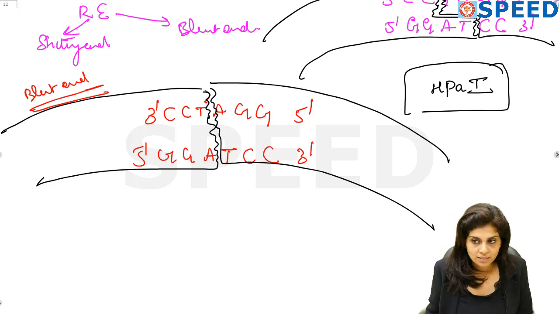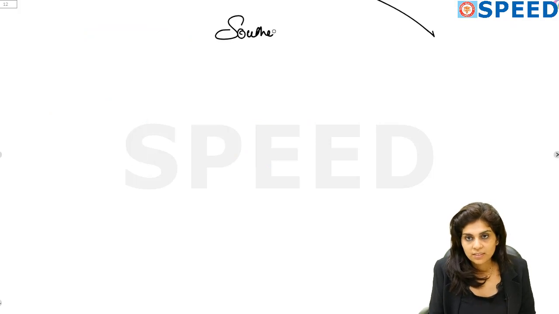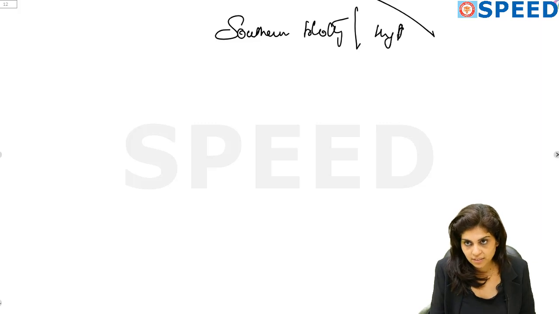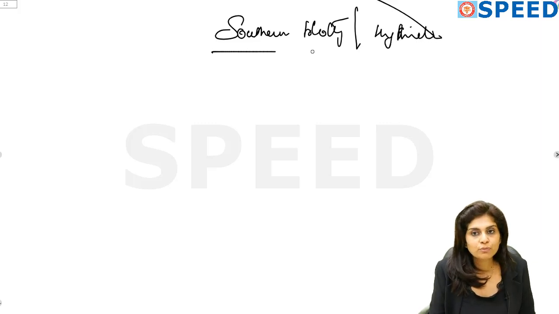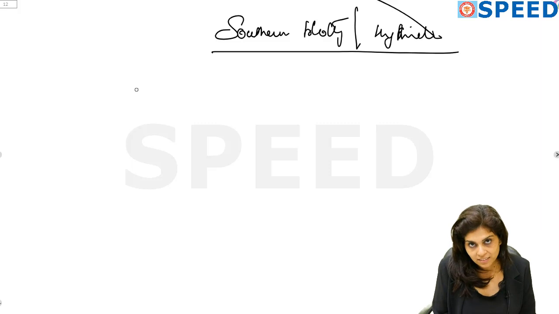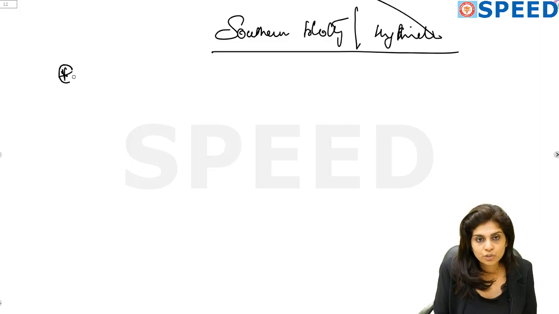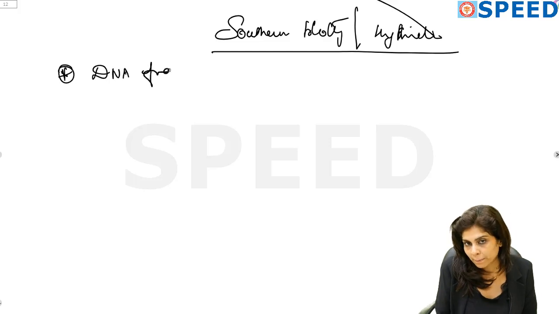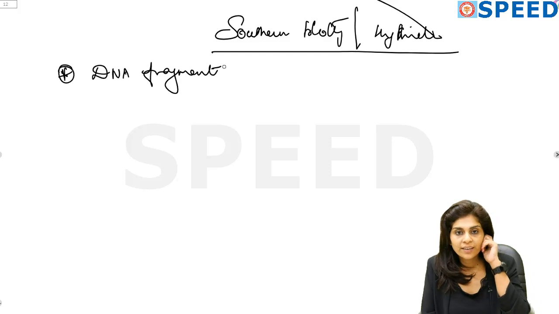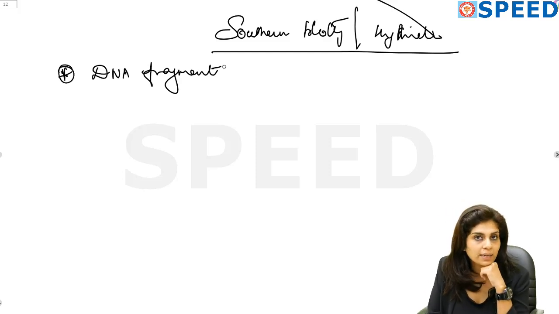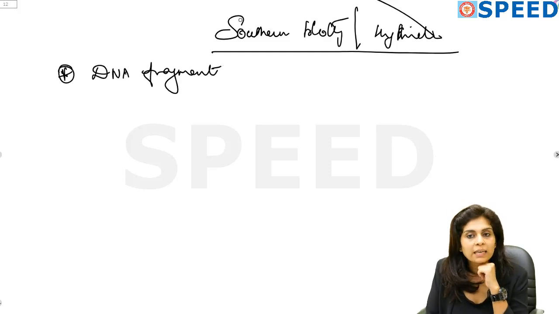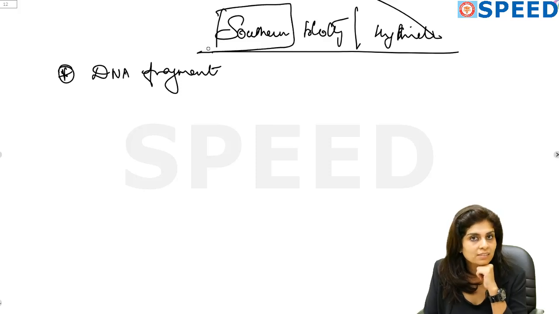Now about Southern blotting. Southern blotting or Southern hybridization. The first fact which you should know about this technique is that it is used to identify an unknown DNA fragment. Yeah, Southern hybridization or Southern blotting is used to identify an unknown DNA fragment. Okay, and it's named after the person who invented this technique.